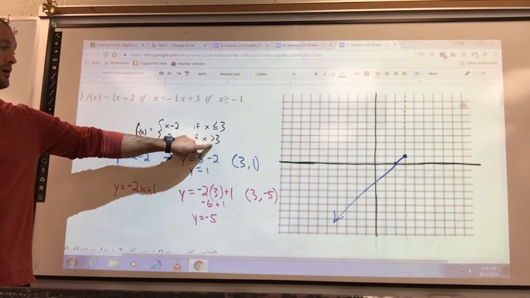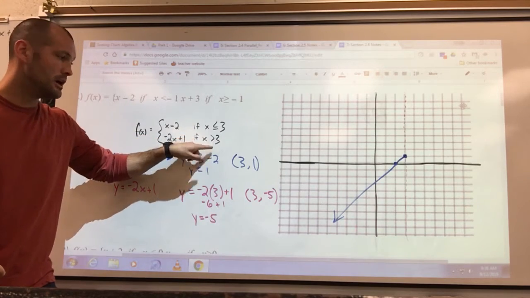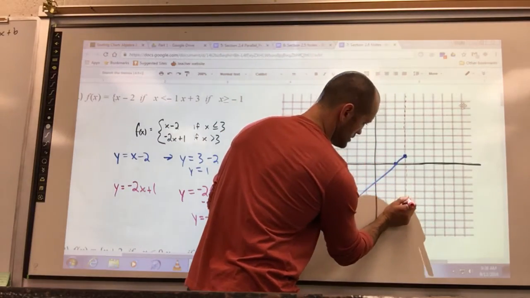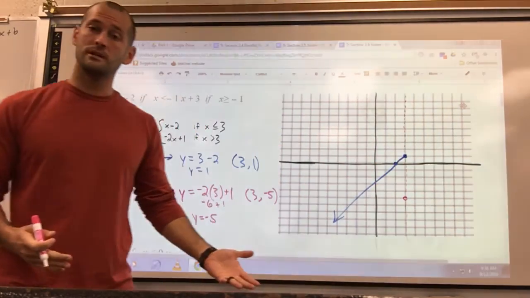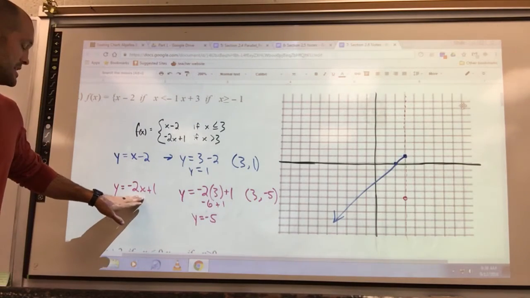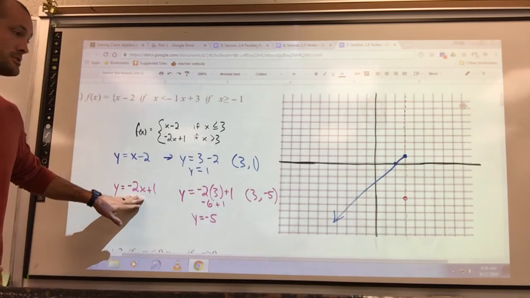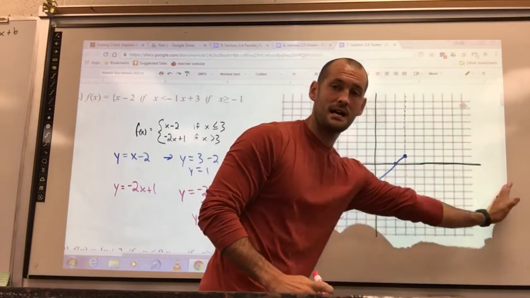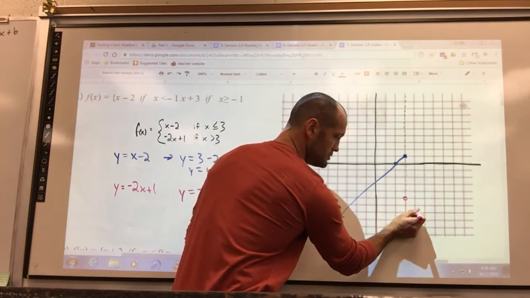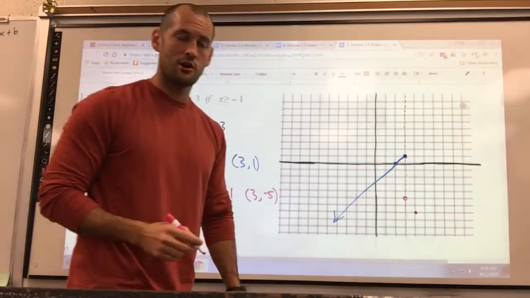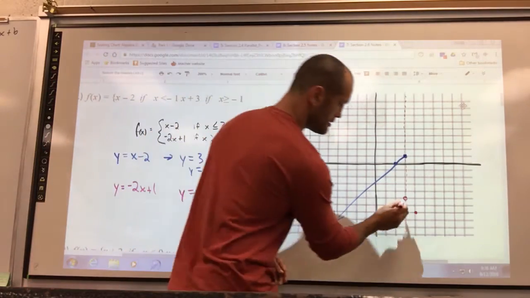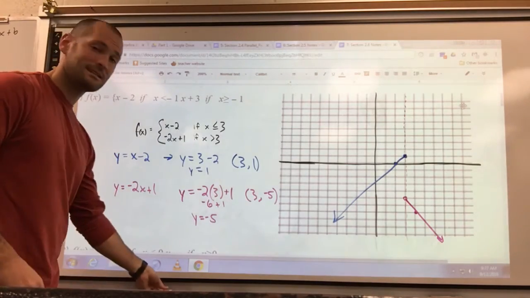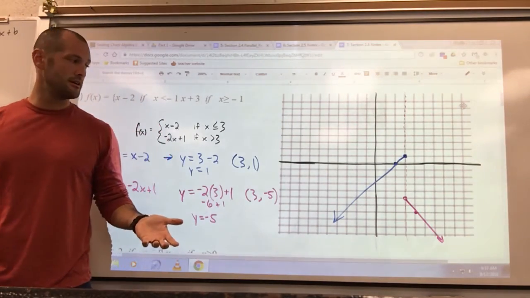But again, I have to look at the inequality. This is not equal to, so it will be an open circle at 3, negative 5. I have one point. I need to see how it's behaving. This has a negative 2 slope, so I can't go left. I'm not allowed to. This starts beyond 3. So I go down 2 and right 1, and now I have my slope, and I can draw my line for the second behavior. Okay, that is the graph of our piecewise function here.